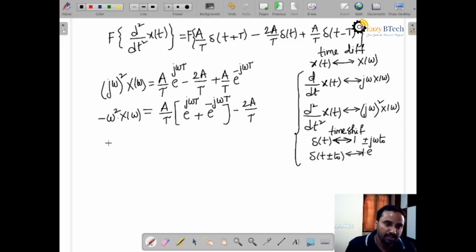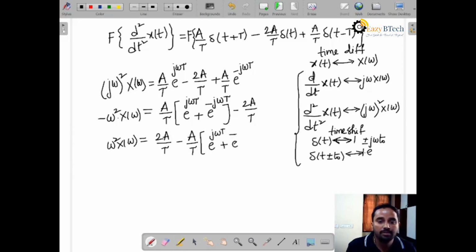And this minus sign we can send to the right side, it will become 2a by tau minus a by tau, e power j omega tau plus e to the power minus j omega tau. That's all. So if you look at this bracket, e power j theta plus e power minus j theta, we require by 2 into 2 because we want to write it in cos function.